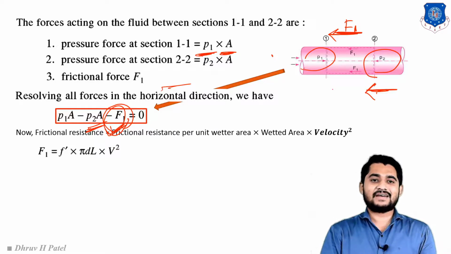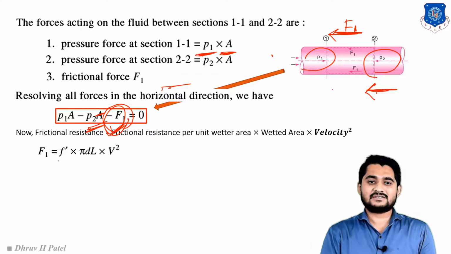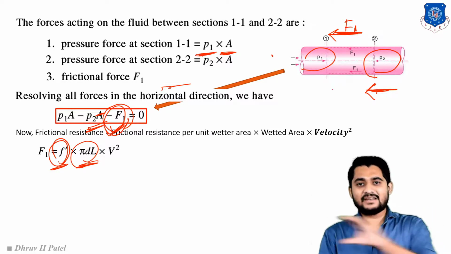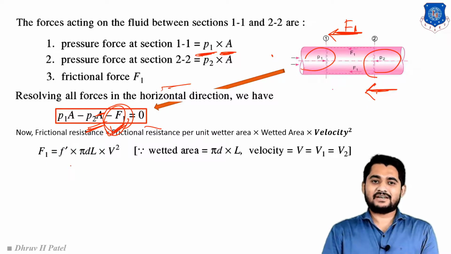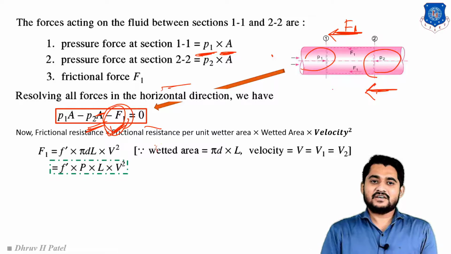So we can write F1, that means F1 is equal to F dash, that means frictional losses per unit area, then wetted area, that is pi d l for the L length of the pipe, and next one will be V square, that is velocity square. So in this equation we can put value of F1. So from above equation we can write F dash as it is, instead of pi into d, that means periphery or perimeter we can say.